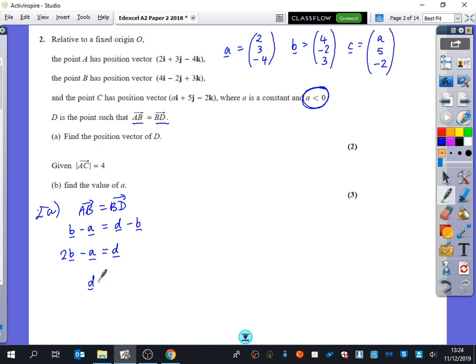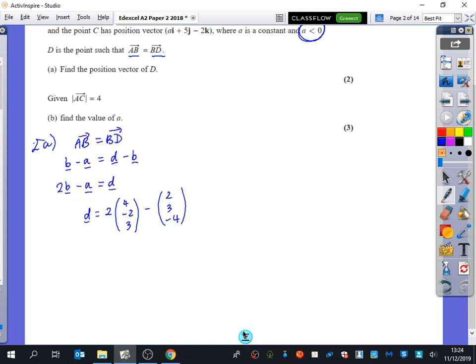So I'm actually just going to calculate that. I'm just going to do 2 lots of B, which is 4, minus 2, 3. And I'm going to take away A, which is 2, 3, minus 4. Let's just keep working on this and see what we get. We then get that D is equal to, sorry, that's just the bell going. 2 times 4 is 8, minus 2. 2 times minus 2 is minus 4, minus 3. 2 times 3 is 6, minus 4 becomes plus 4. So we get that the position vector of D is 8 minus 2, minus 4 minus 3, and 6 plus 4. Okay, so this is our position vector of D that we have here.